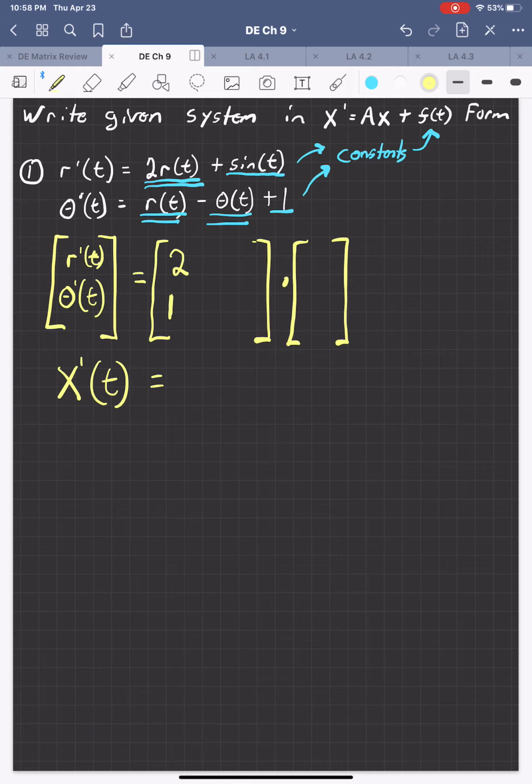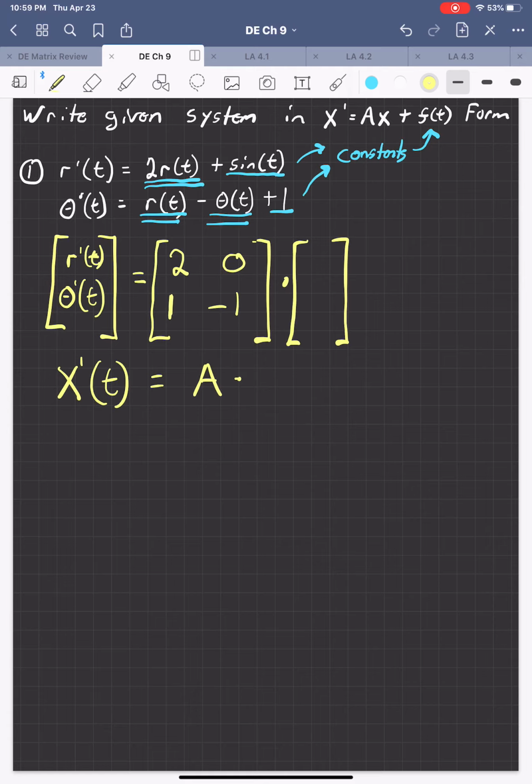Now let's go to theta of t. Notice that equation 1 has no theta of t's, so we're going to put a 0 here. The second equation does have a theta of t, and we're going to carry our negative sign with it, so it's negative 1. So 0 and negative 1. All right, so that is the A.